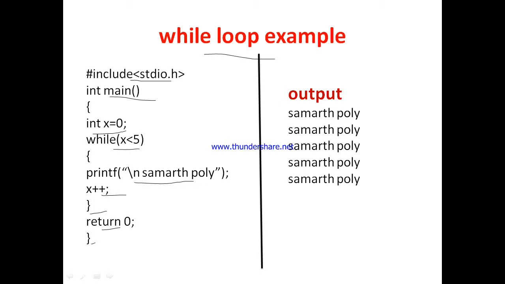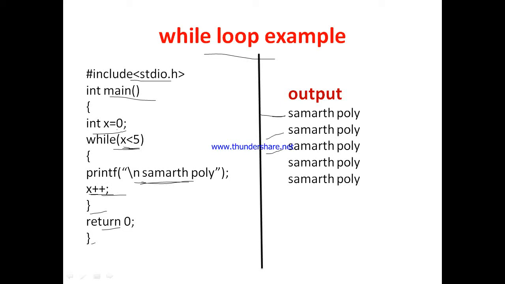Now here x less than 5. Now what is the value of x? x equals 0. 0 is less than 5, it is true, so printf "samartha poly" is executed. This is printed. x plus plus, because of that x becomes 1. Again 1 is less than 5, again it is true, again "samartha poly" is printed. 1 plus plus, it becomes 2. For 2, the same thing happens, "samartha poly" is printed.